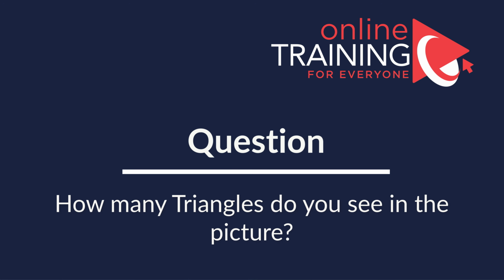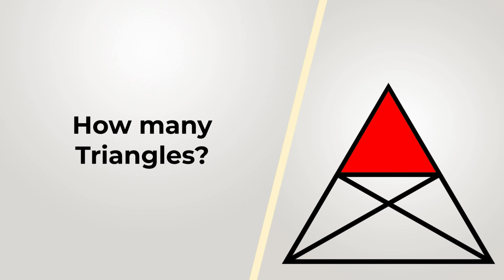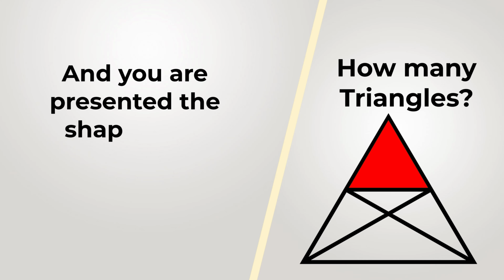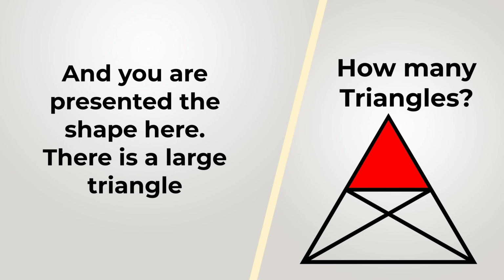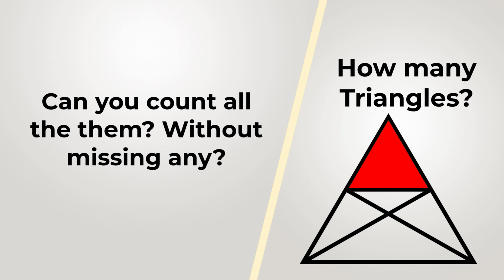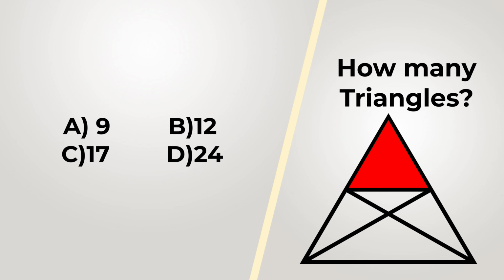This is one of my favorite questions, and there is a very high chance that you will get it on the assessment test. How many triangles do you see? You're presented with the shape on the left. There's a large triangle, and there are also lines inside of this large triangle. You have 4 different choices. Choice A, 9 triangles. Choice B, 12. Choice C, 17. And choice D, 24.